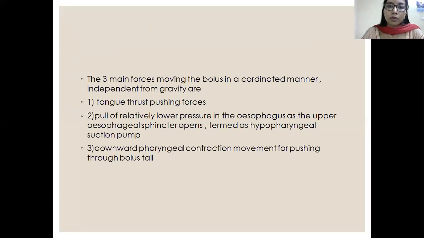The 3 main forces that move the bolus in a coordinated manner throughout deglutition are the tongue thrust pushing forces, the low pressure in the esophagus as the upper esophageal sphincter opens, which is called the hypopharyngeal suction pump action, and the downward pharyngeal contraction movement for pushing the bolus.